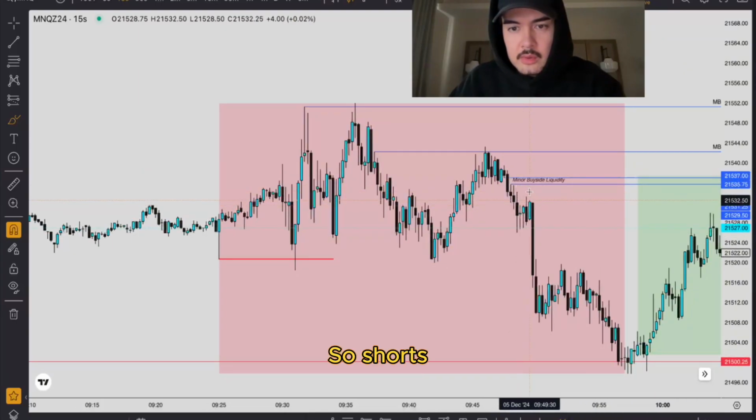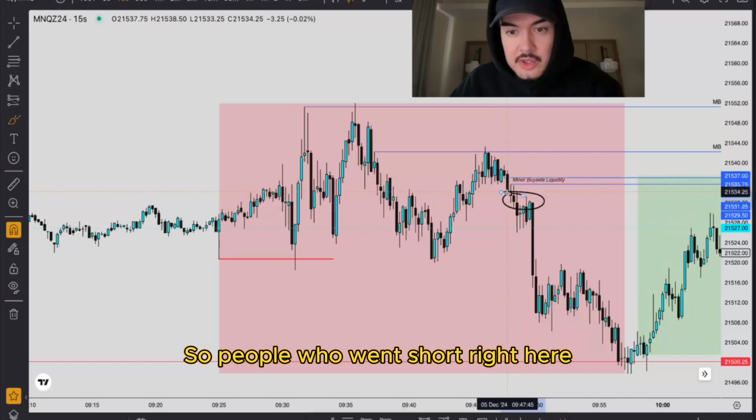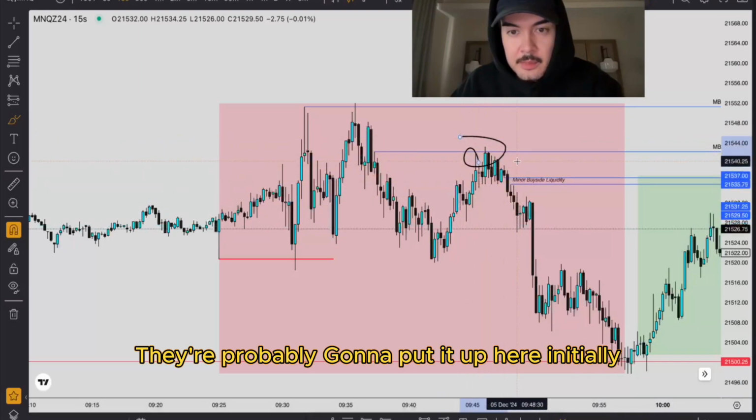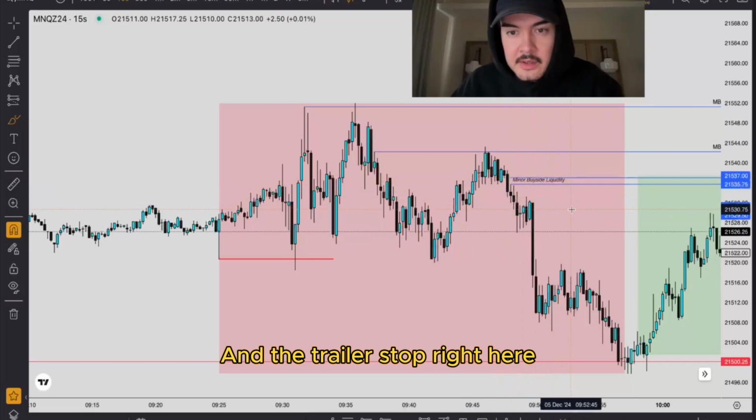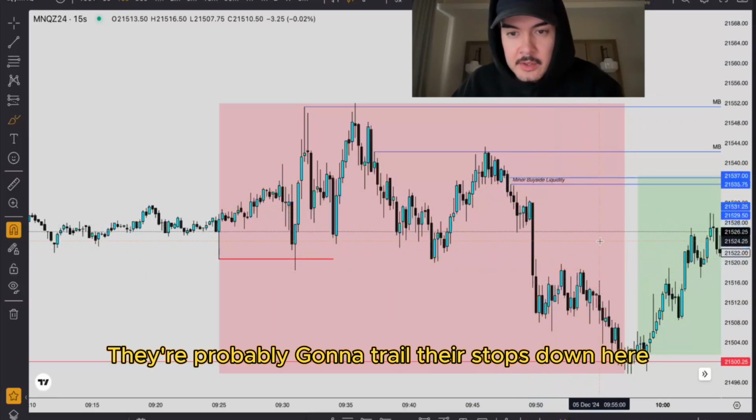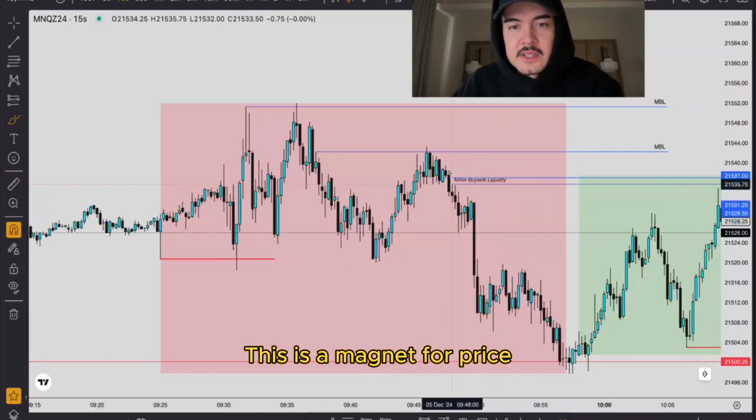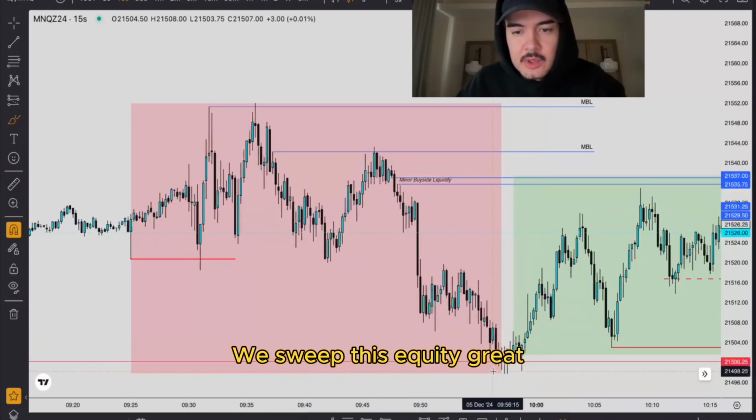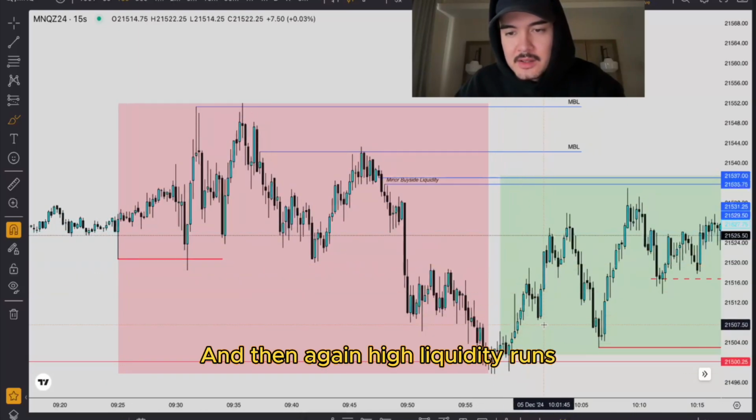So shorts, so people who went short right here, they're gonna trail their stop right here. They're probably gonna put it up here initially and then trail their stop right here. And then as they get into profits, they're probably gonna trail their stops down here. Nonetheless, this is a magnet for price. So that's what I'm monitoring. Okay, we sweep this liquidity, great. And then again, high liquidity runs.